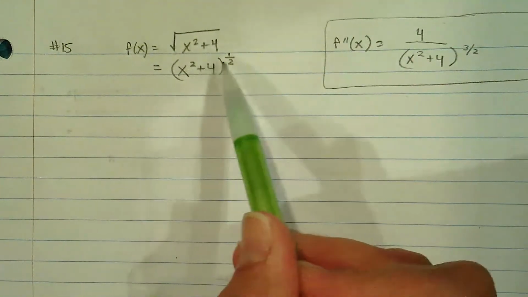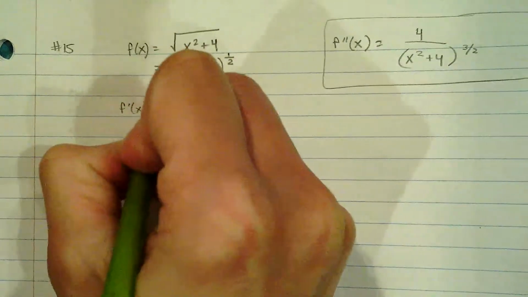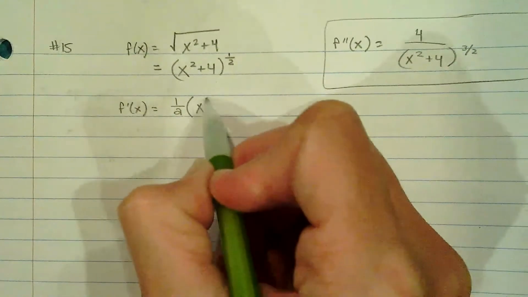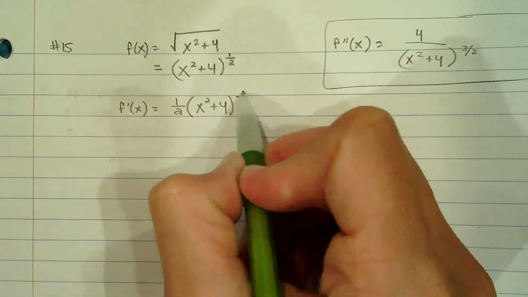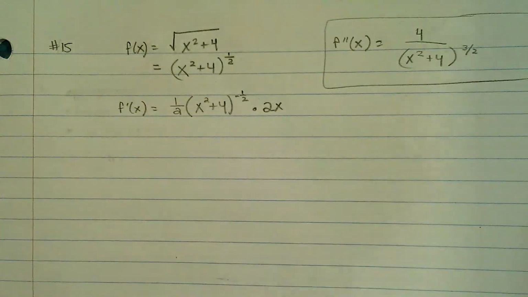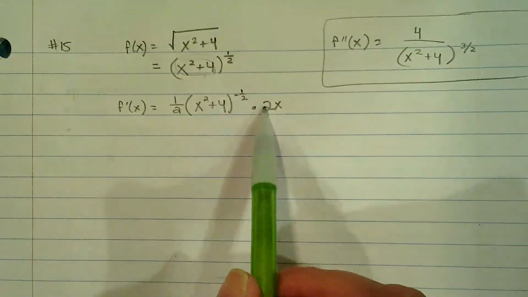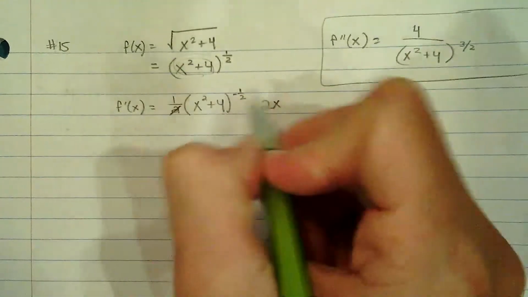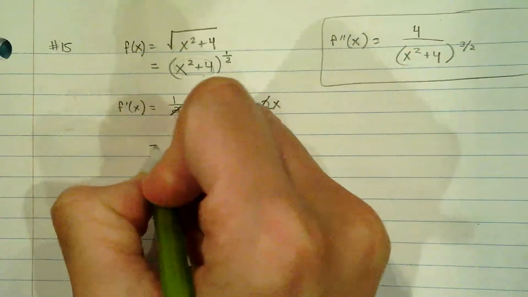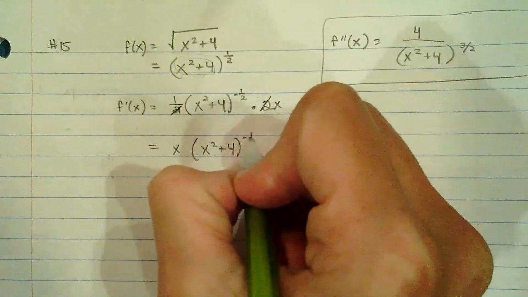So the first thing I'm going to do is rewrite it to the 1/2 power. And then when I jump into the first derivative, I'm going to do the power rule, bring the 1/2 out in front, (x squared plus 4) to the negative 1/2 power times the derivative of what's inside. The derivative of that is 2x. So when I simplify that before moving on, the 2's cancel. And then I just end up with x times (x squared plus 4) to the negative 1/2 power.